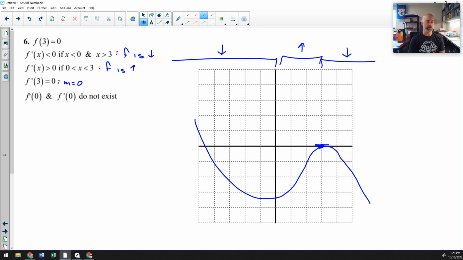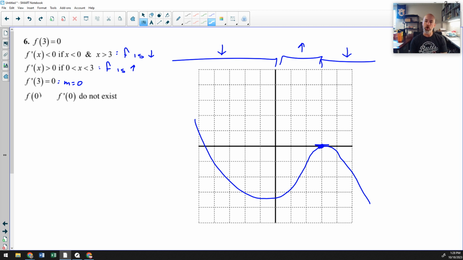It says f of 0 and f prime of 0 does not exist. That's a little bit of an interesting way of wording that. If I only said f of 0 does not exist, if your function does not exist at a point, then the derivative definitely won't exist. That would be a discontinuity. That would be a non-differentiable point. So when I said f of 0 and f prime of 0 does not exist, that's a little bit overkill. I shouldn't have included the f prime of 0.